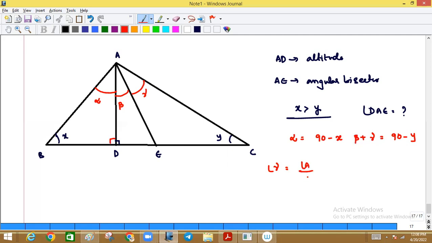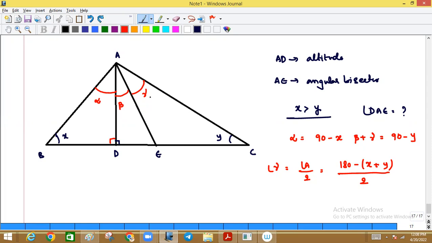And what is angle A? 180 minus X plus Y by 2. Can I say it is 90 minus X plus Y by 2? This is gamma. Okay, now I'm writing it here. I know beta plus gamma, this whole thing, is 90 minus Y. This thing is 90 minus X plus Y by 2.